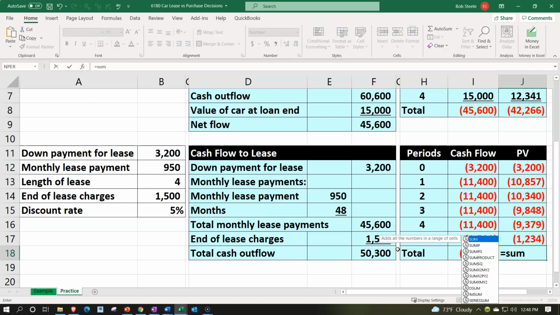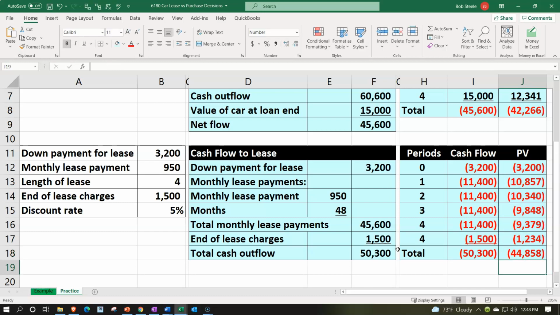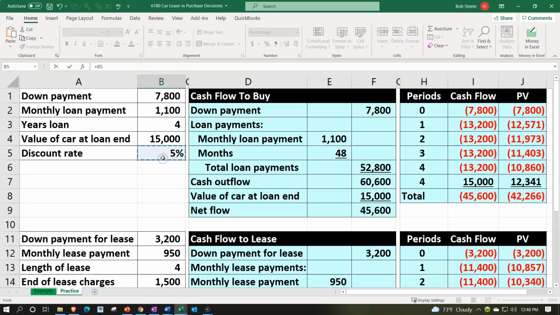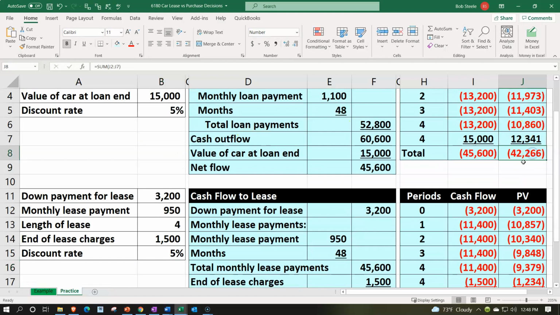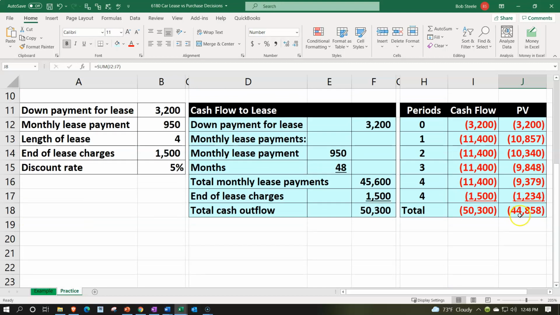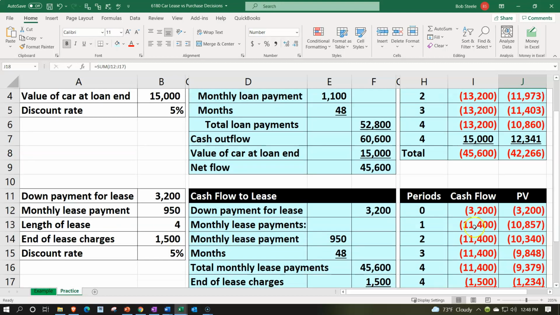Equals the SUM. And that gives us the 44,858. Let's font group and underline it. And so there we have it. So we still end up with the purchase being better in terms of cash flow, 42,266 versus the 44,855.